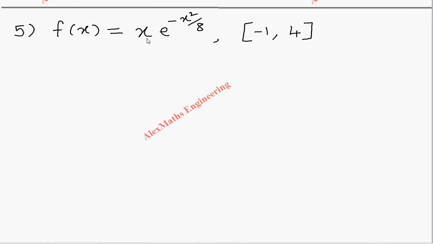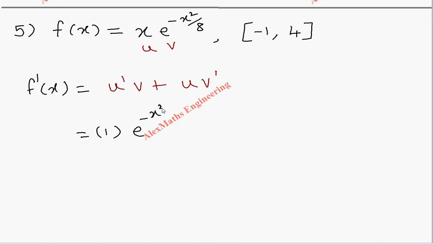f of x is equal to x into e power minus x square by 8. As per the procedure, f dash of x, since it is the product of two terms, we have to follow the product rule, which is u dash v plus u v dash. So u dash, the derivative, is 1 and v we have to copy as it is, plus u we have to copy as it is, and the derivative of v is e power minus x square by 8 into minus 2x by 8.